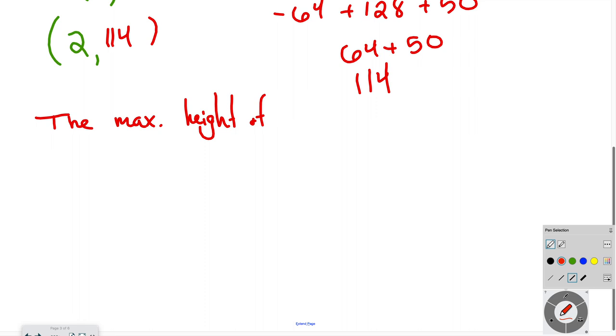Is it called an object or a ball? A ball. Make sure you include your units. Would we ever need to use feet squared? Not in this case, no. So the maximum height of the ball is 114 feet at time equals 2 seconds.